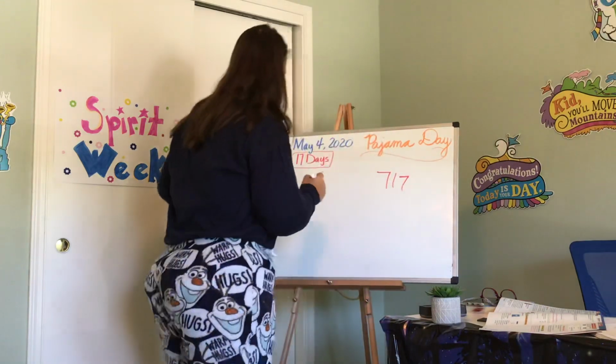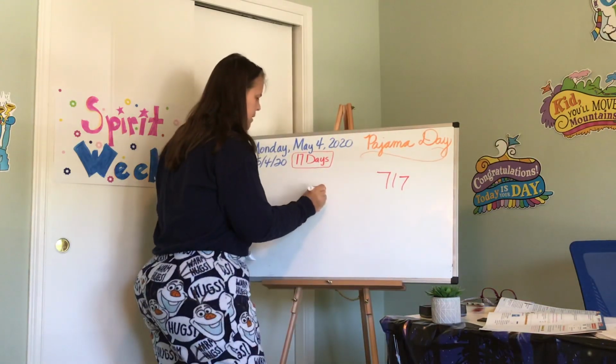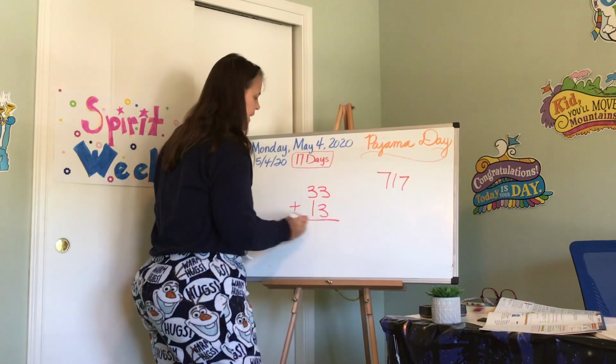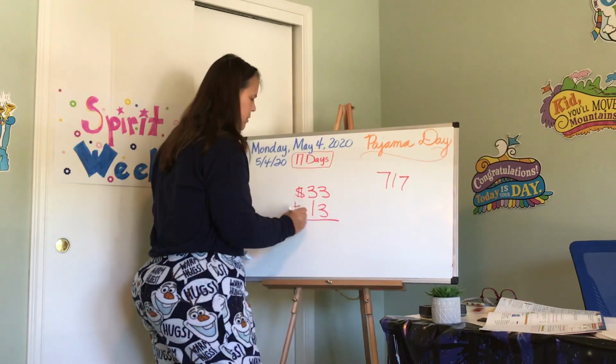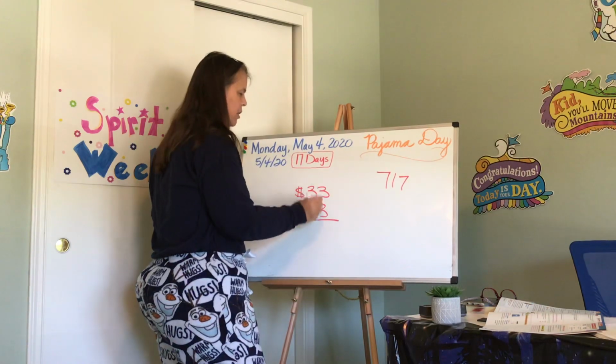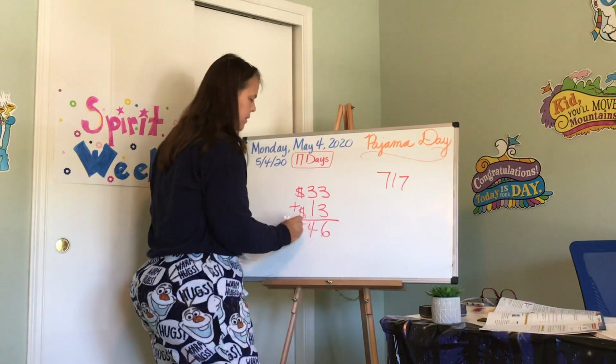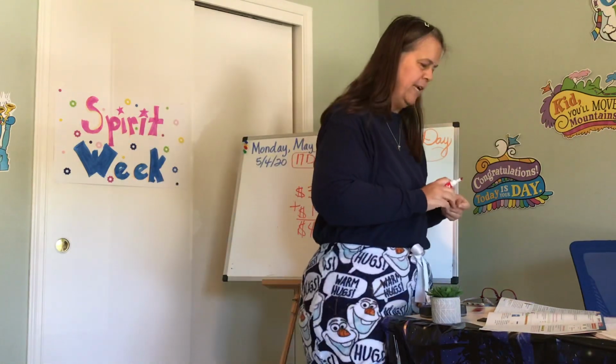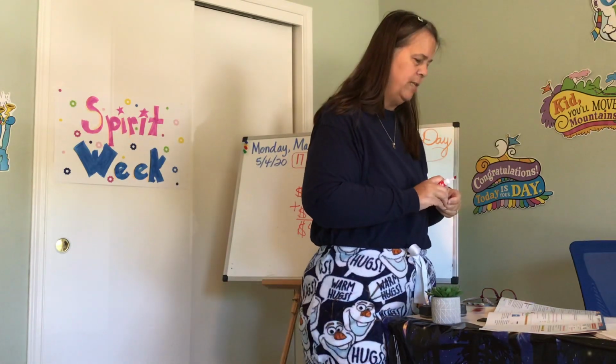Okay, so now he has 33 and he took out 13. So if we add those together like he never took it out, then we'll find out how much he started with. 6, 4, $46.